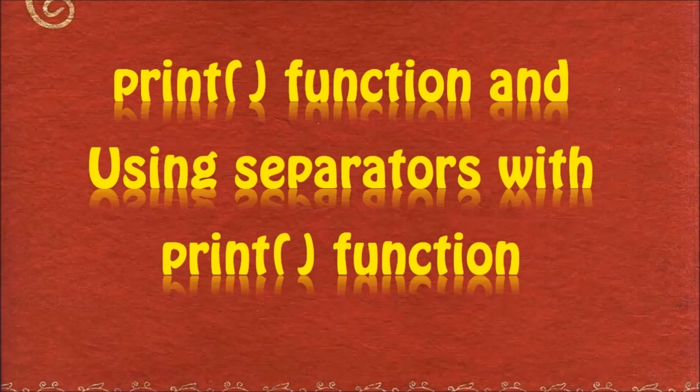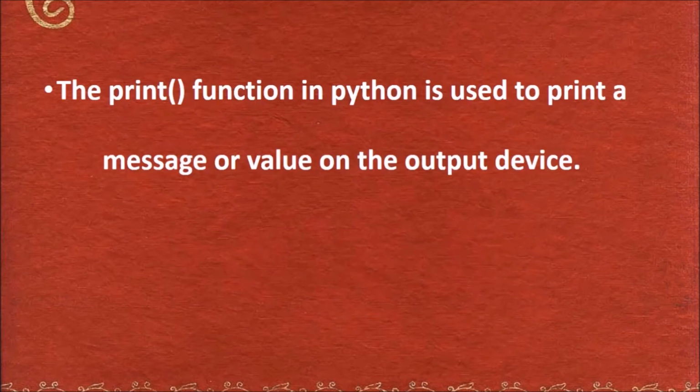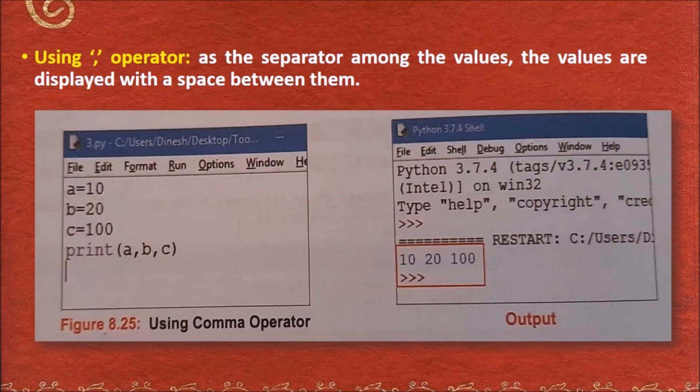So our next topic is print function and using separators with print function. Well, a print function in Python is used to print a message or value on the output device. It converts the message or an object into a string before writing it on the screen. And print function also supports multiple escape sequences to format the output, such as new line, tab spaces, and carriage return.